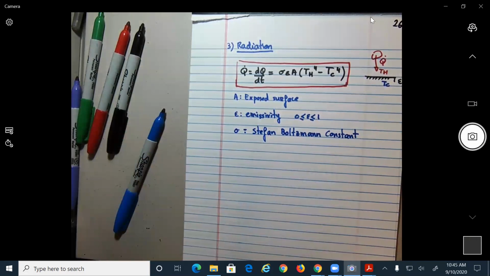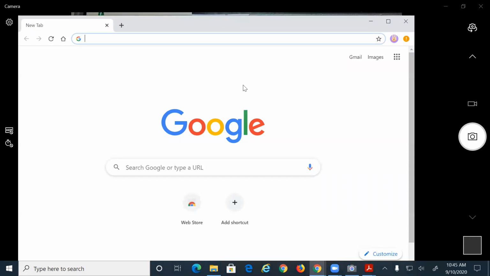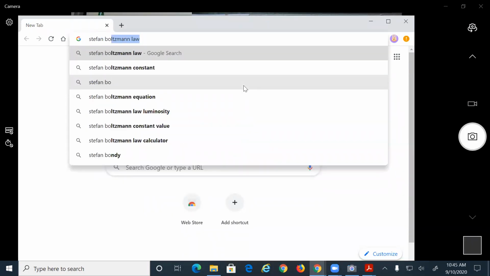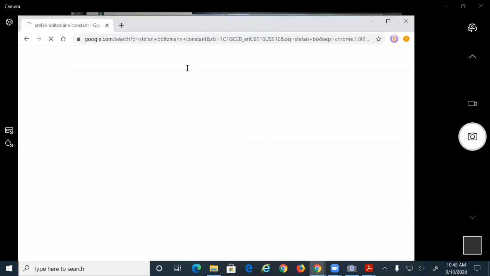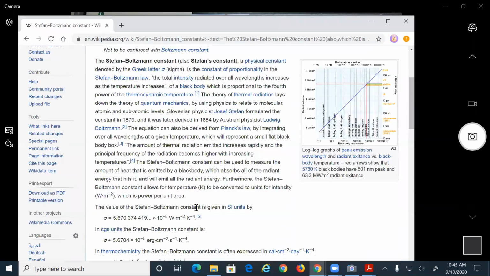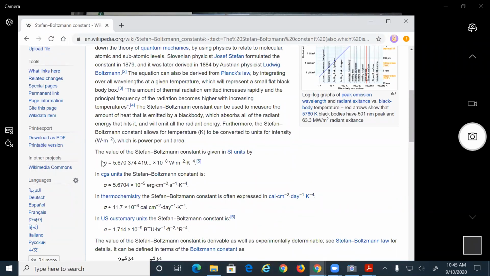And this value is equal to, so Stefan Boltzmann law, oh, I spelled it good, that's one constant. So there you go, you can write it down, is 5.670 times 10 to the minus 8 watt per meter square Kelvin to the fourth.